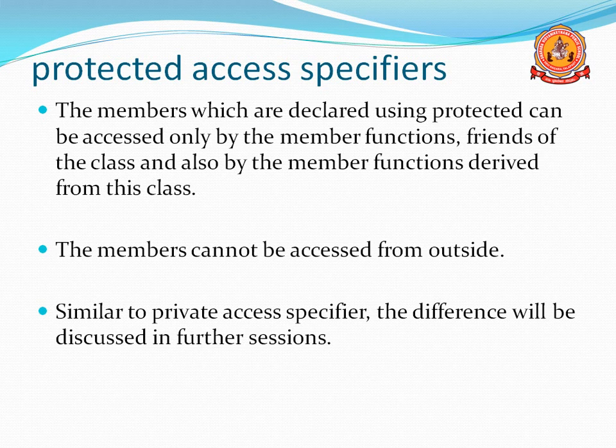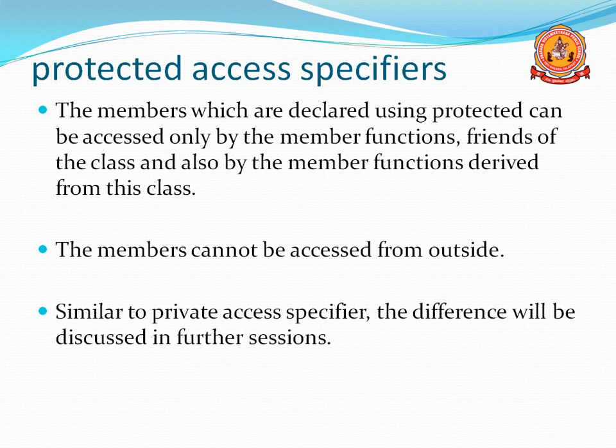The members which are declared using protected can be accessed only by the member functions. Remember, when you declare any data as protected, it can be accessed by member functions or friend functions, and also member functions derived from this class. You can see it's the same as the private access specifier, because if you declare private, it can be accessed by the member functions and friend functions.